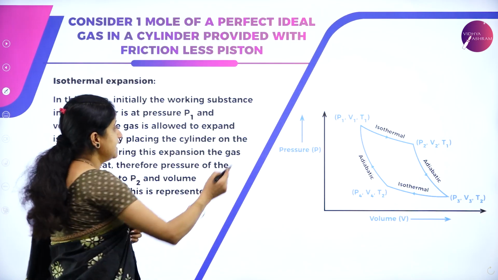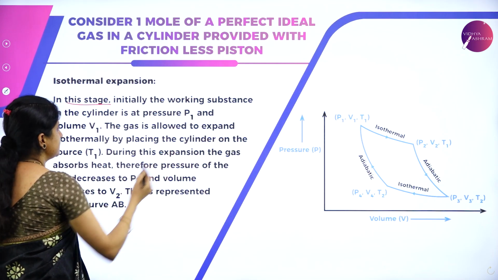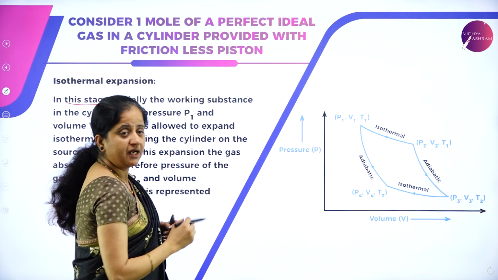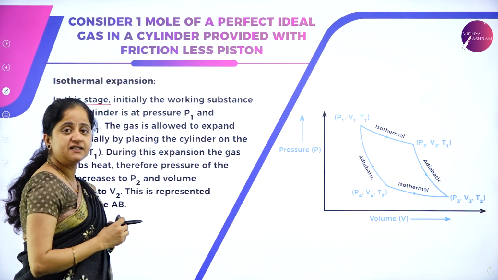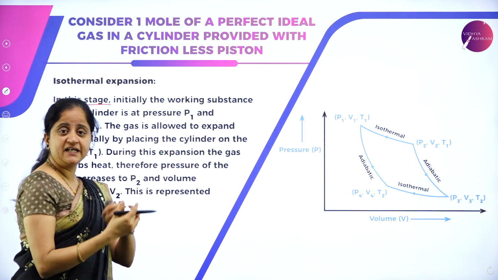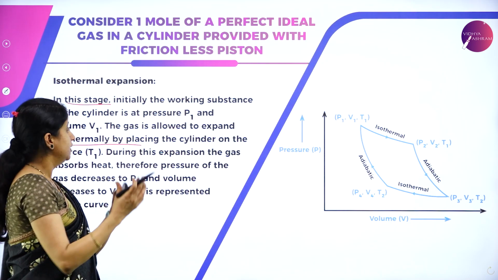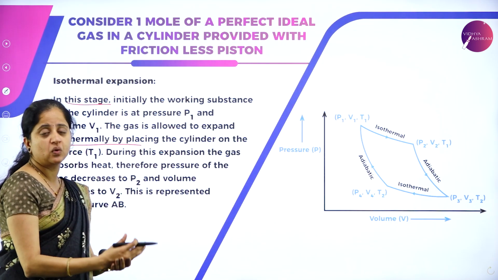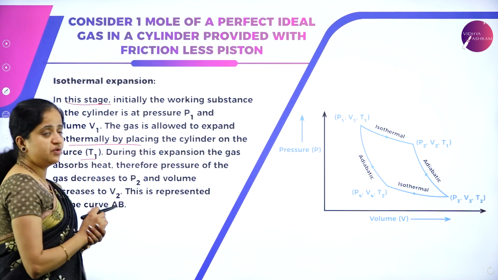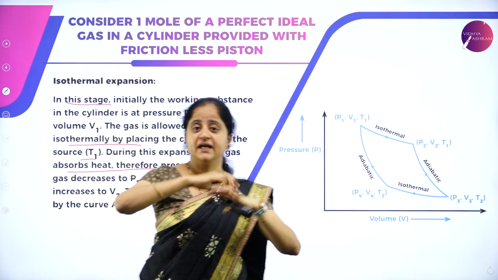So the first stage is isothermal expansion. In this stage, what happens? Initially the working substance in a cylinder is maintained at a pressure P1, volume V1, and the temperature of the gas inside the cylinder is T1. This ideal gas is allowed to expand isothermally by placing the working substance on the source, which is maintained at temperature T1. During this expansion, the gas absorbs heat and therefore it expands.